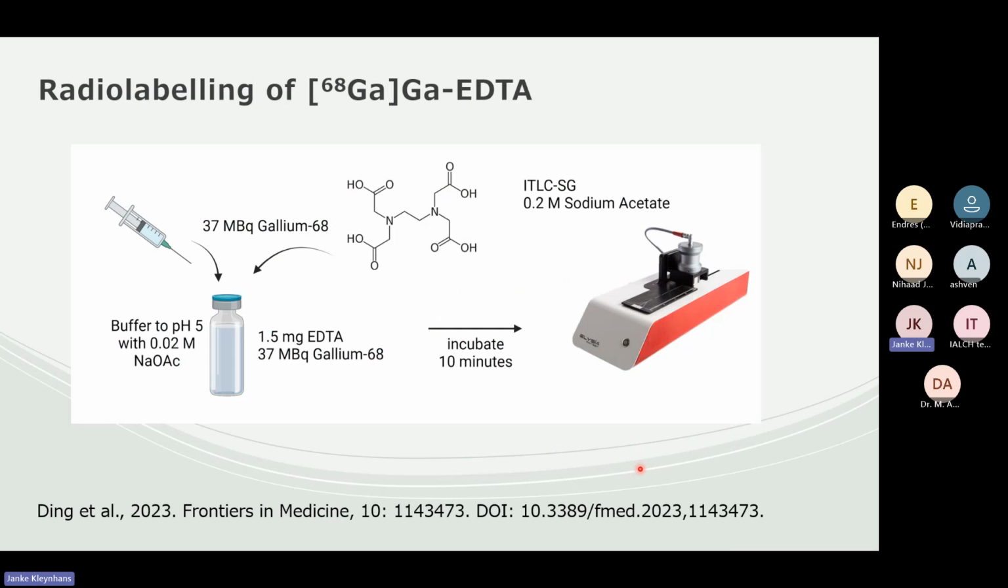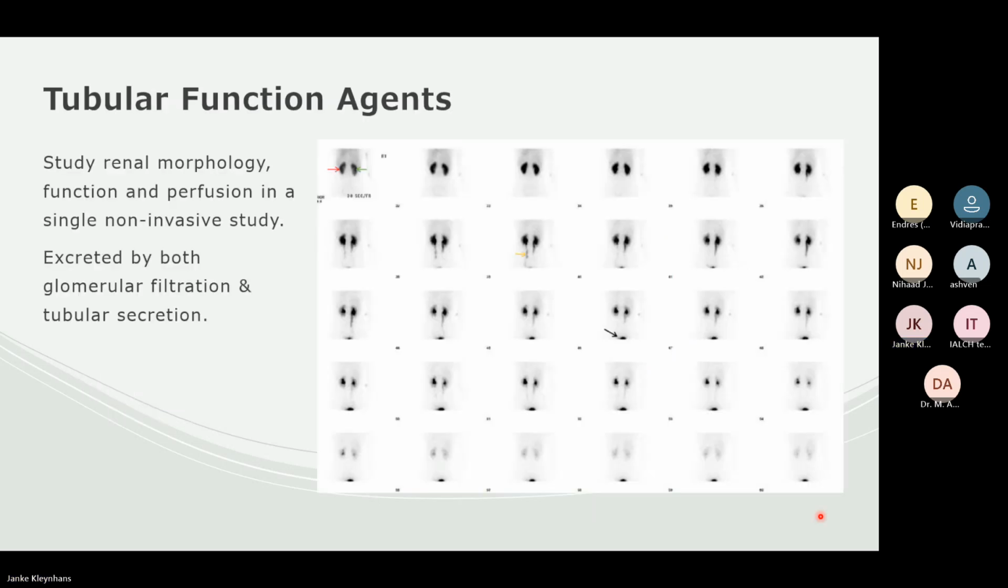Great. The radiolabeling of gallium EDTA is also very simple. You just add your gallium to the mixture. You have 1.5 milligrams of EDTA that you can buy. There is no kit, but you can buy this EDTA quite easily. It's available. It's a chemical. And then you incubate for 10 minutes at pH 5, and then you can do your QC. I did add a reference for you if you want to have a look. It's really one of the easiest procedures to do, and it labels extremely well.